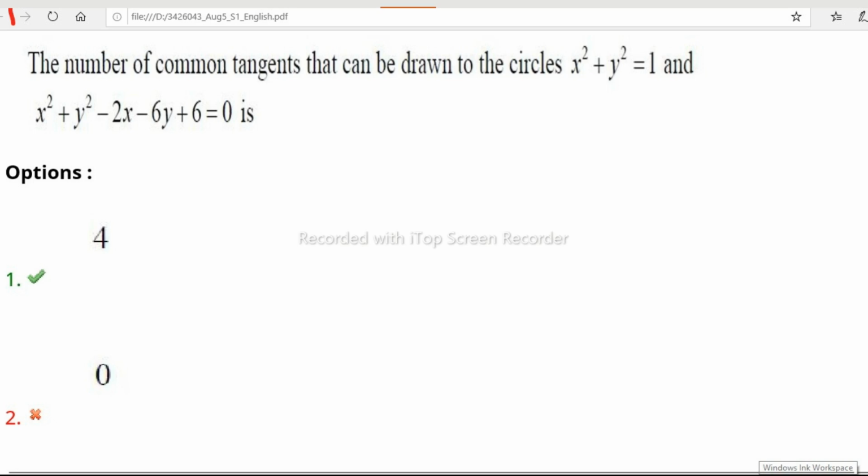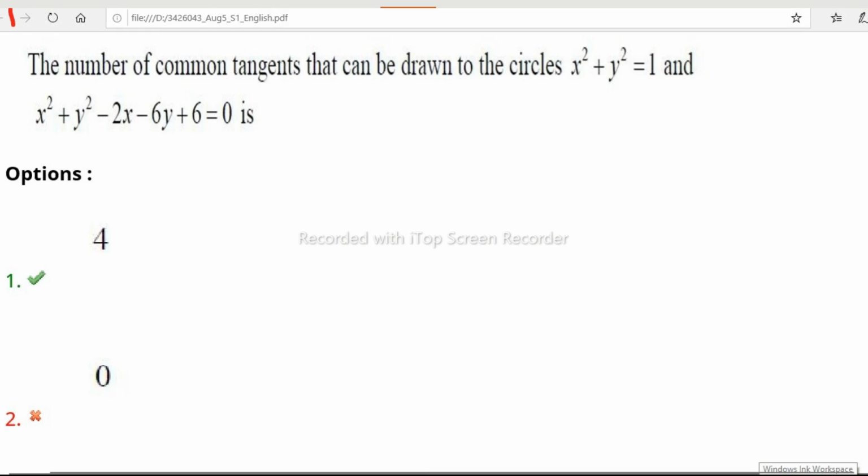The position depends upon the distance between the centers and the relation between the radii. First we take the center of the first circle, C1. I am taking C1 as (0, 0). This is the first circle's center. The radius of the first circle, R1, is 1, because it is in the form of x square plus y square is equal to r square.